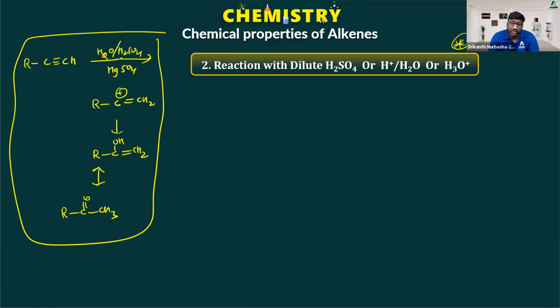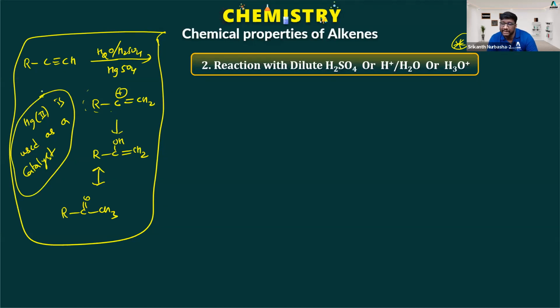What is the role of HgSO4 now in the alkyne? Why can't you take concentrated acid and do the reaction? Why do we require HgSO4? In alkynes, HgSO4 is taken to catalyze the reaction because the vinylic carbocation which is obtained is not stable. Okay, Hg2 plus is used as a catalyst.